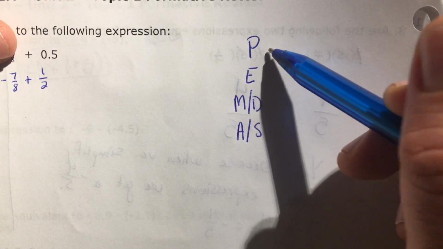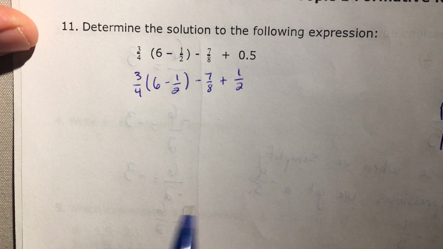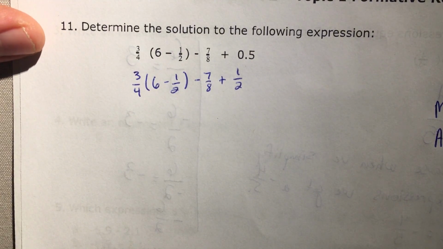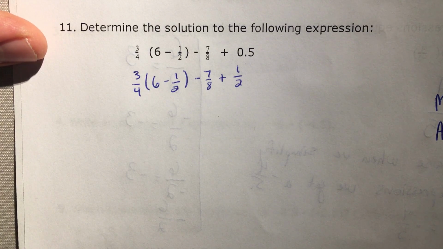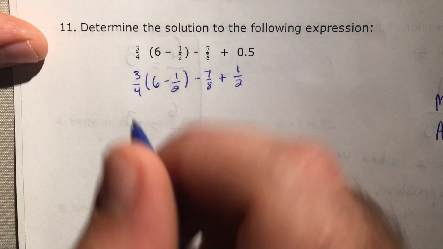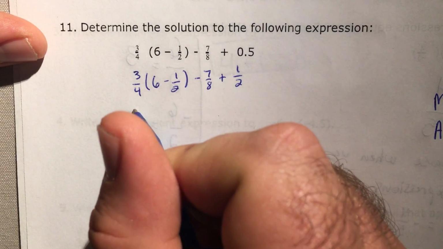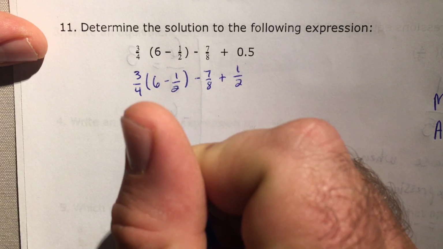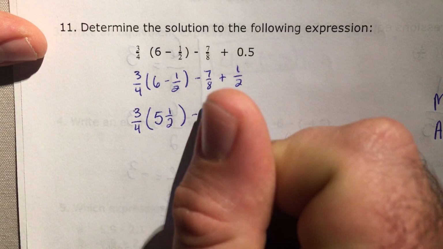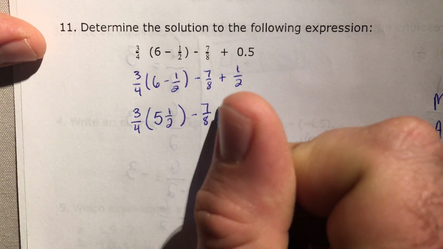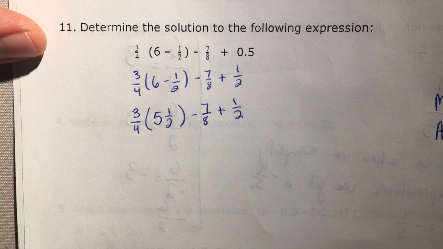So I'm going to look at the parentheses first. In my parentheses, I have 6 minus a half. Well, I know if I take a half away from 6, I still have 5 wholes left over, and I have a half left over as well. So 6 minus a half is 5.5. So I'm going to rewrite this question as 3/4 times 5.5 minus 7/8 plus 1/2. This is my new expression.